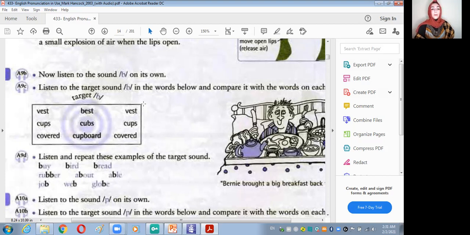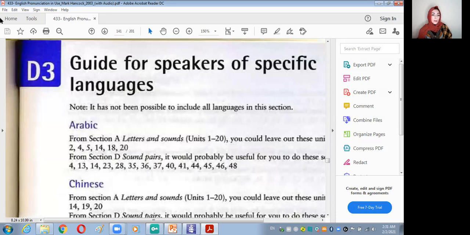You can find, for example, Korean people, Chinese people, Turkish, Russian, Spanish, and speakers of other languages who can have different problems in pronouncing some English sounds. Now, here in this box, we are targeting the b sound, and here we can differentiate between the b in best and the v in vest. You can go to page 141. You will find this section, D3.